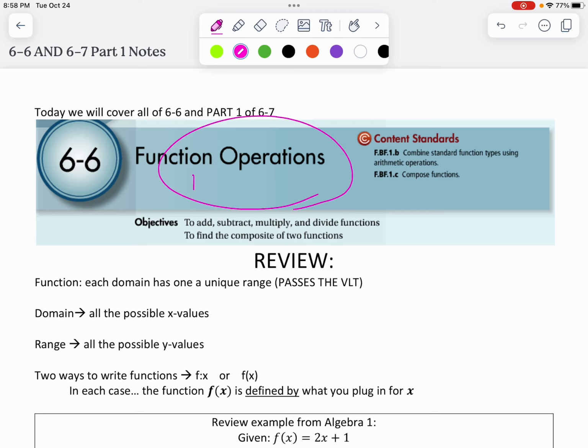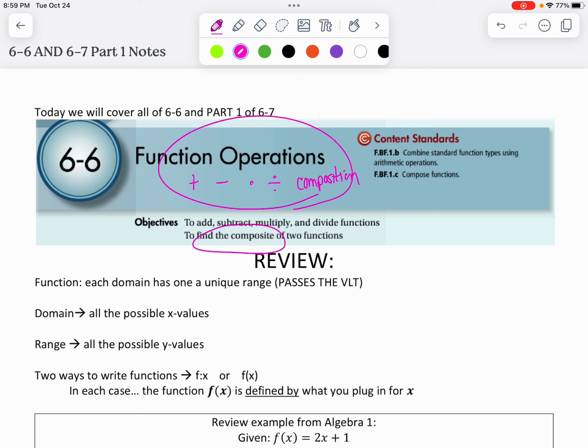All right, so we're going to start with function operations. You know, like adding and subtracting and multiplying and dividing. Do you know there's a new magic wand called composition? We're going to learn how to add, subtract, multiply, and divide, and find the composite of two functions.